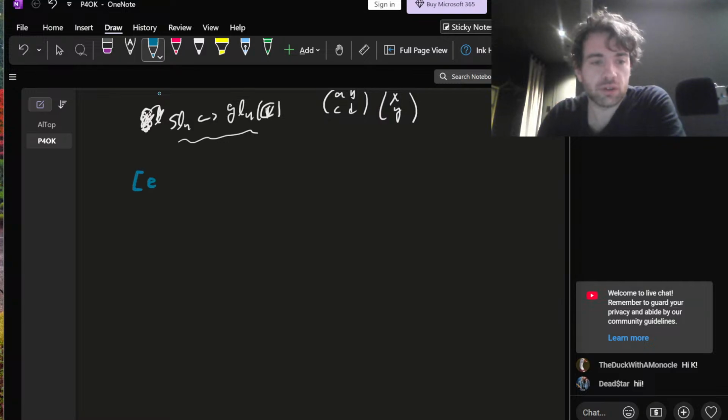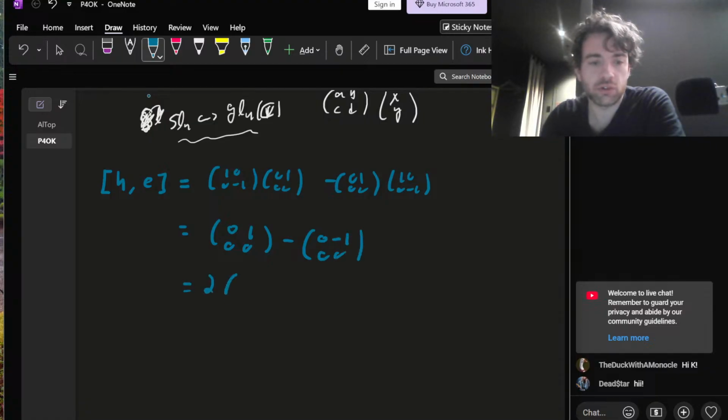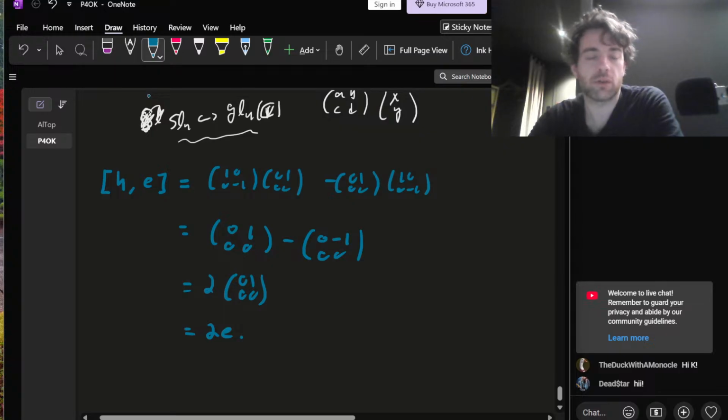So we have, let's go H first. So we can go H, E, that will be the matrix 1, 0, 0, minus 1 times 0, 1, 0, 0, minus 0, 1, 0, 0 times 1, 0, 0, minus 1. Multiplying through, we get 0, 1, 0, 0, minus 0, minus 1, 0, 0, which just becomes 2 times this matrix, which is 2E.